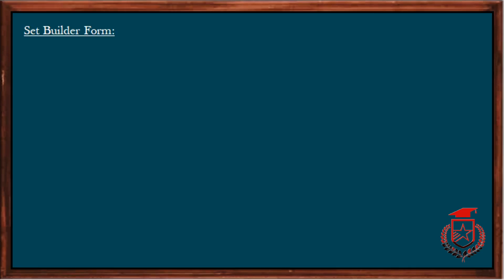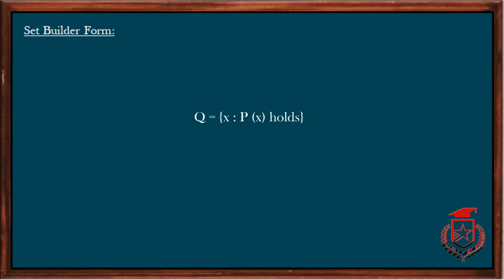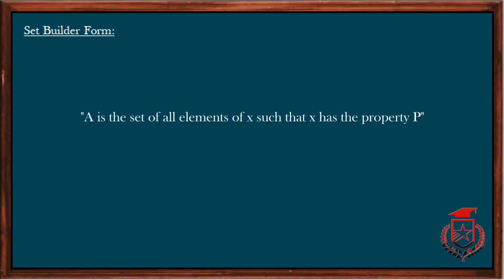In set builder form, instead of listing all the elements of a set, we describe the set by some special properties satisfied by all of its elements and write it as Q equals {x such that P(x) holds}, or {x such that x has the property P(x)}, and read it as Q is the set of all elements x such that x has the property P. This symbol stands for 'such that'.